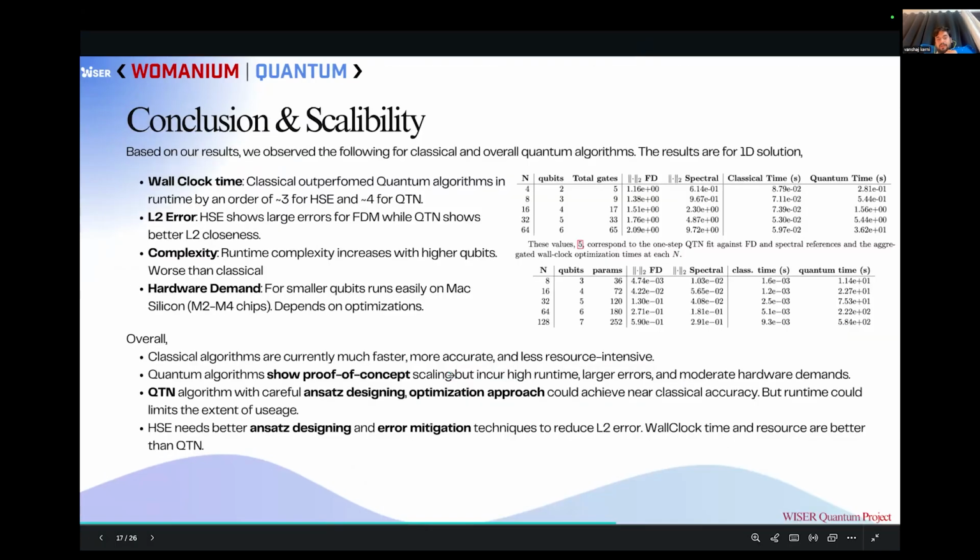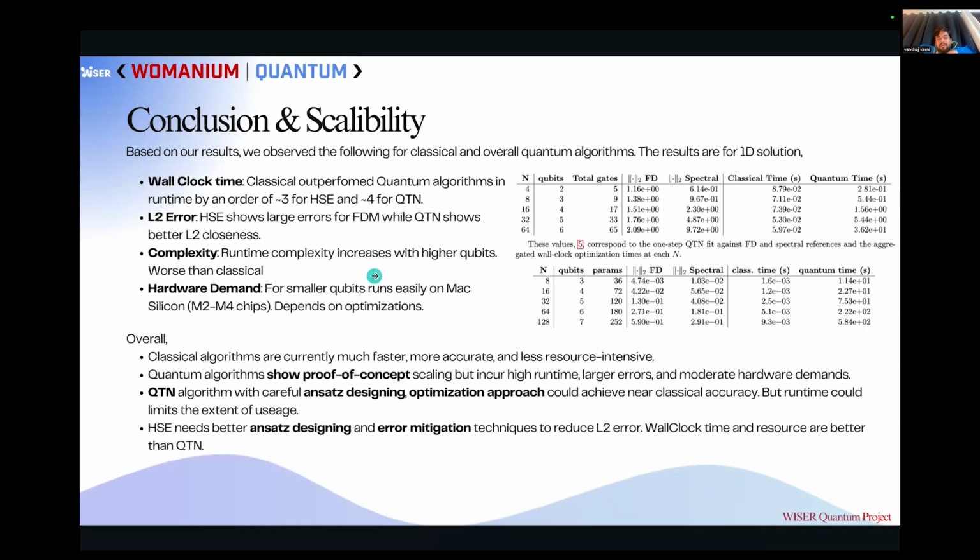The conclusion from our work is that the wall clock time for classical still outperforms that of any quantum algorithm implemented so far. One, because the 1D approach is still within the limits of the classical solvers. Second, the quantum approaches depend on the hardware that we have, and the depth of the circuit increases as we increase the number of qubits, so that is a drawback.